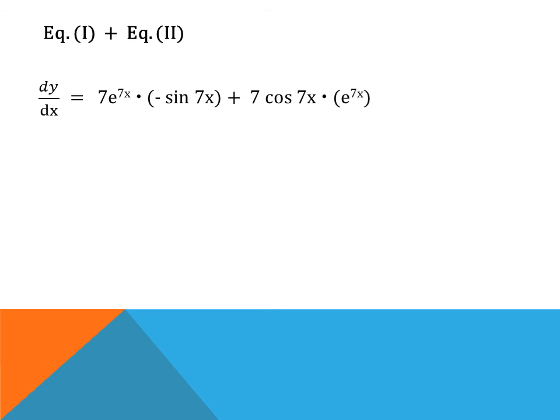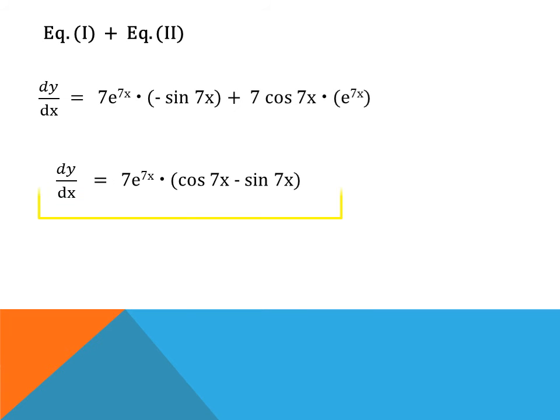Now to get our final derivative, we add these two equations. So that will be 7 e raised to 7x into minus sin 7x plus 7 cos 7x into e raised to 7x. So taking 7 e raised to 7x common, our answer is 7 e raised to 7x into (cos 7x minus sin 7x).